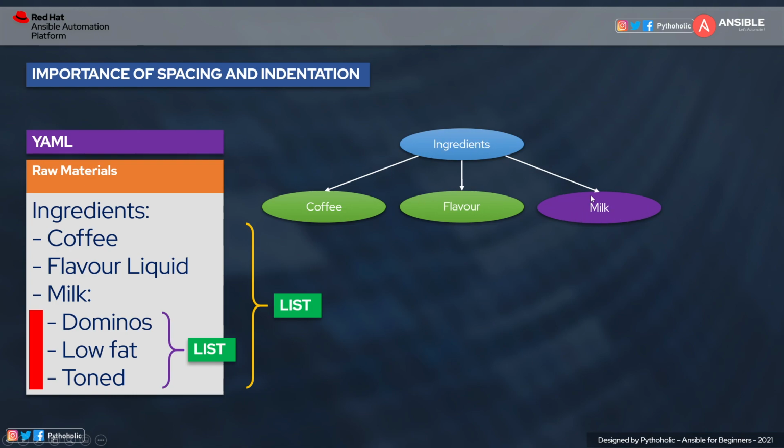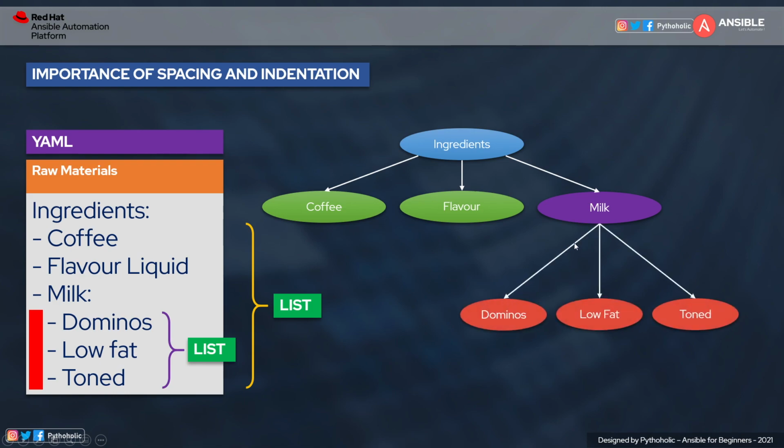And here, as you can see, milk has three independent values, which makes milk the dictionary or another dictionary within the list, and which has Domino's, that's a brand, and the low fat category, and it is toned. Okay, so these are three properties of milk, not the ingredient itself. So that is why we have ingredients as the main key, and these three are the list of values within which we have another milk which becomes the key here, and basically which has three values in its own list.